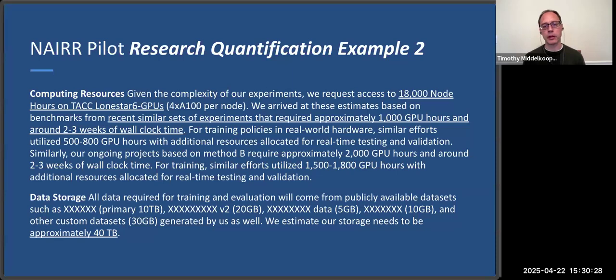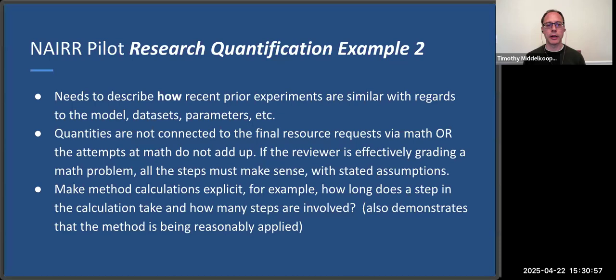Upon initial inspection, there are lots of numbers, apparently from benchmarks. However, it is not clear how the benchmarks relate in scale or complexity to the proposed work, and the benchmark requirements are not connected to the total numbers of anticipated training and tuning computations. There needs to be some multiplication and addition, and the numbers need to actually add up to the total. Make it easy for the reviewer to see and check your math. Again, this slide just repeats what I said. The next example is a much better one.